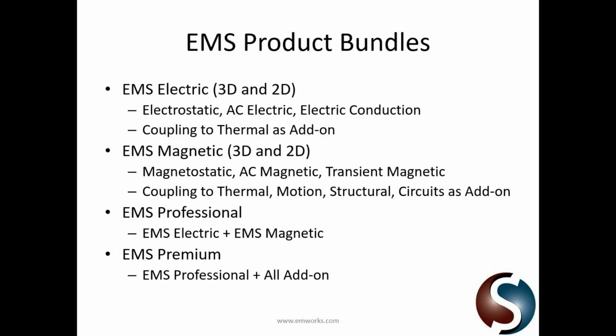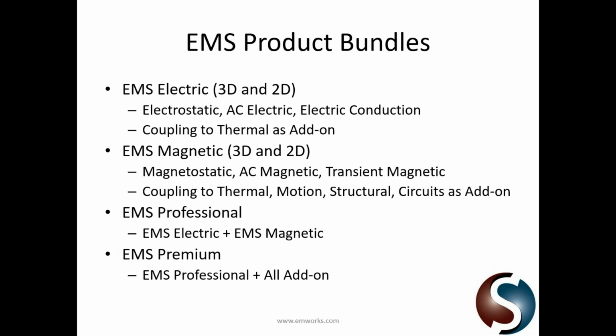EMS Magnetic again has both 3D as well as two-dimensional capabilities, consists of magnetostatic, AC magnetic, and transient magnetic solvers. And you have a plethora of coupling options available in the form of thermal, motion, structural, and circuits as an add-on. EMS Professional and EMS Premium are convenient ways of packaging the above mentioned products. EMS Professional consists of both the electric as well as the magnetic solvers without any coupling or add-ons. And the EMS Premium is really all of the above.